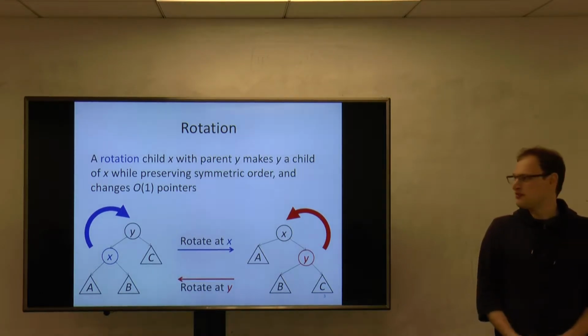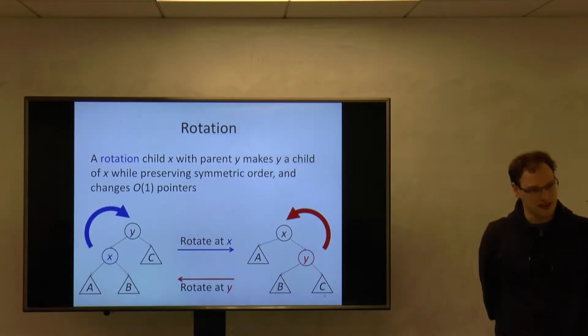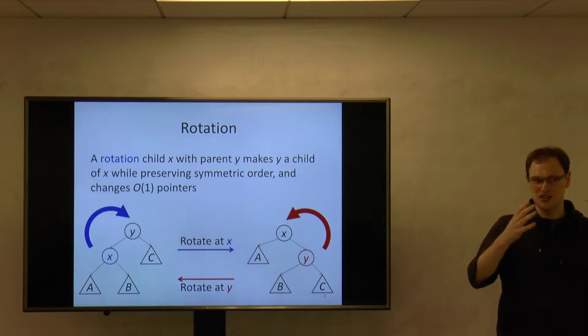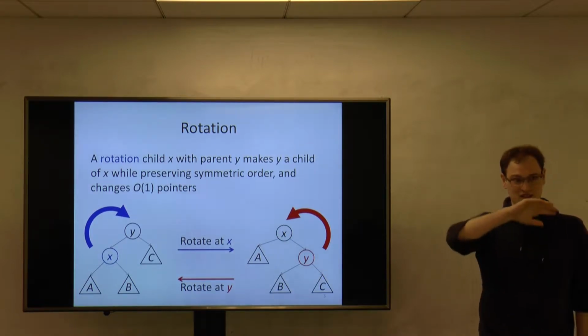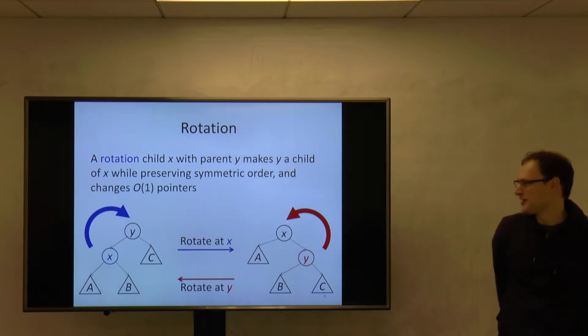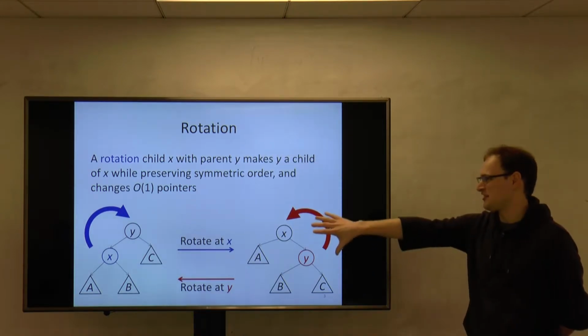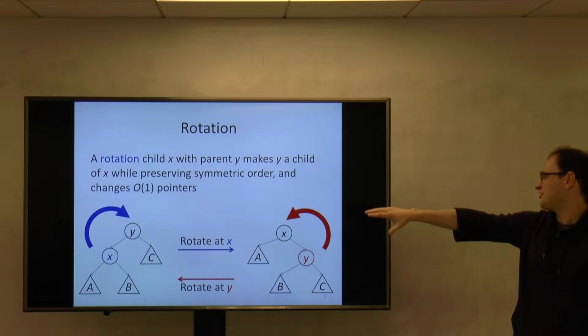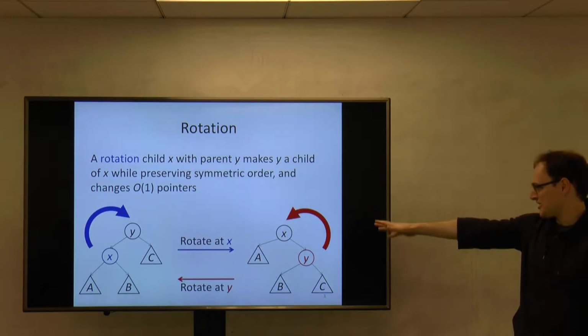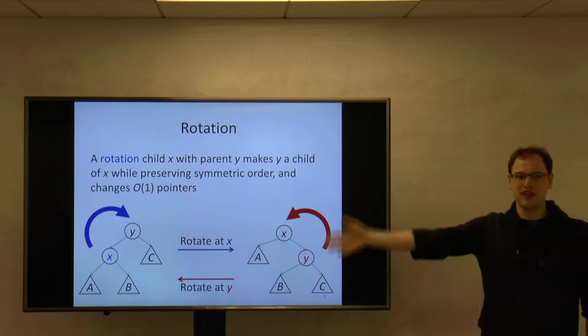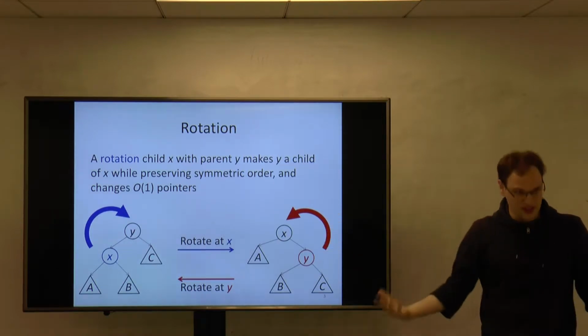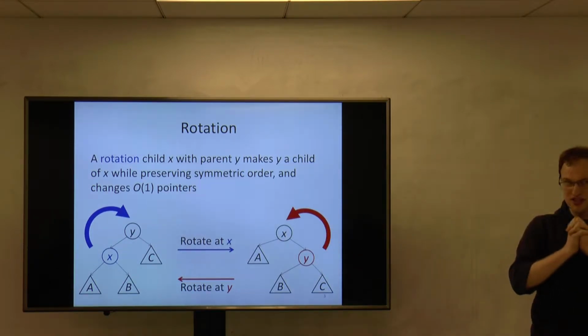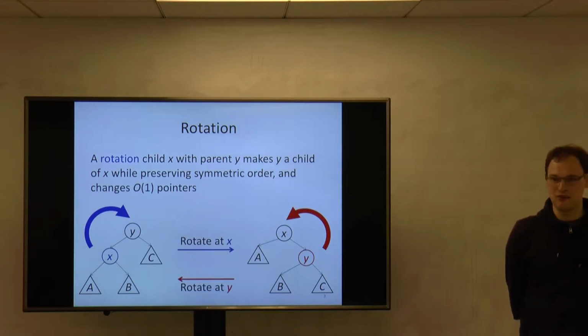The basic restructuring primitive for binary search trees is a rotation, which is essentially an edge flip. It reverses the relationship between x and its parent y. So here I rotate left child x, and I make its parent y into its right child, and a rotation at y reverses that effect. It changes 3 or 4 pointers, depending on how you implement it. But the idea is order 1 pointer changes, so we treat it as an atomic operation and a unit of cost.